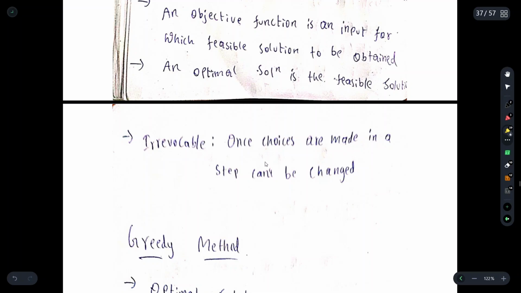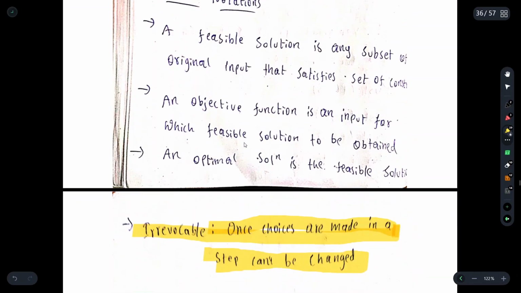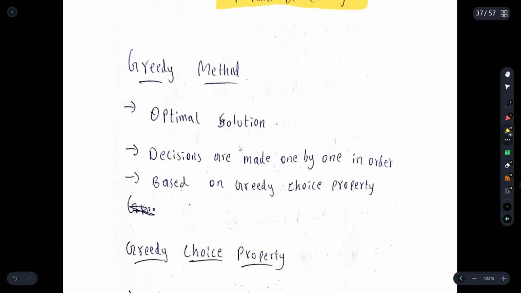Irrevocable: once choices are made in a step, they can't be changed. So this is the most important rule in the case of this optimization problem. Basically we will discuss the greedy method. The greedy method is nothing but it will give some optimal solution, and decisions are made one by one, like in a recursive way, based on the greedy choice property.